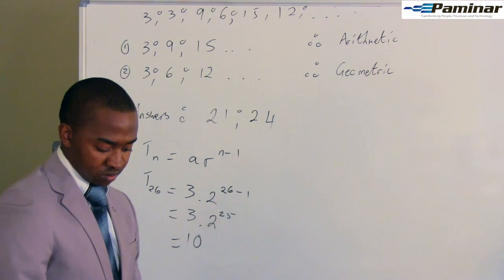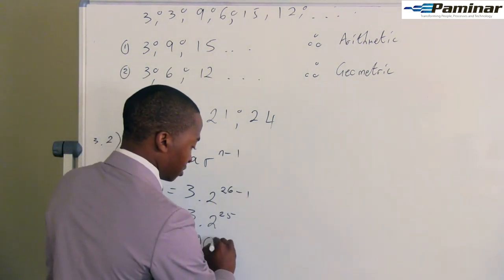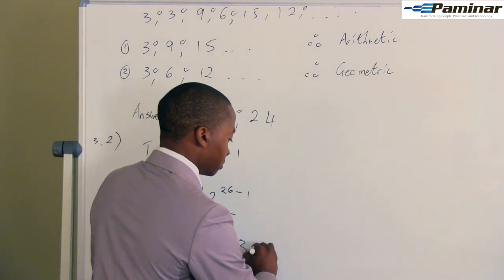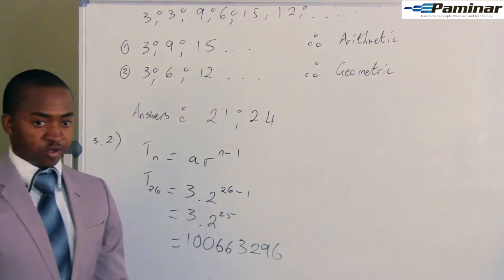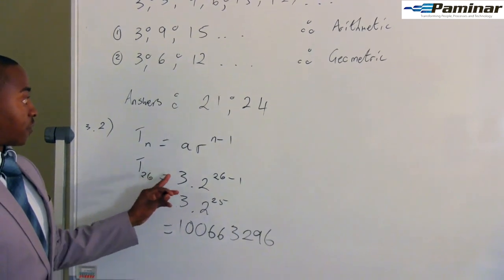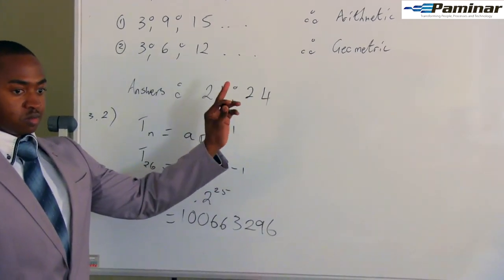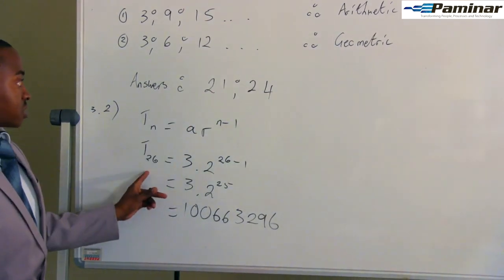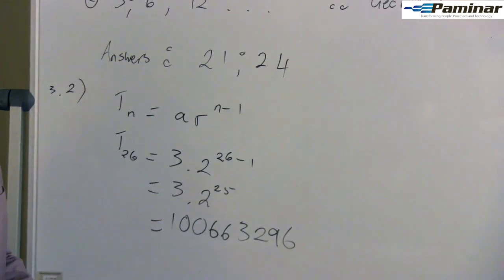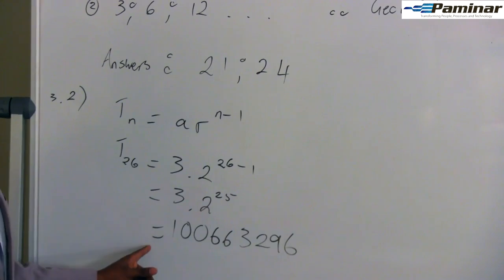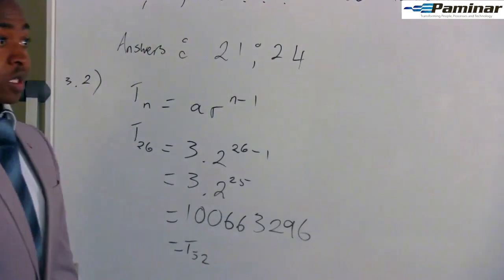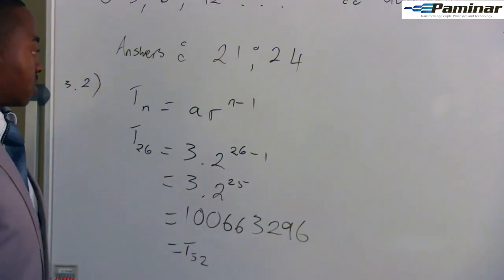It's 1, 0, 0, 6, 6, 6, 3, 2, 3, 2, 9, 9, 6. Okay, perfect. So that's your T26 for your geometric part. And that geometric part, as we say, would be your even numbered question. So that's your T52, in other words. So this will equal T52. Now let's try get T51.